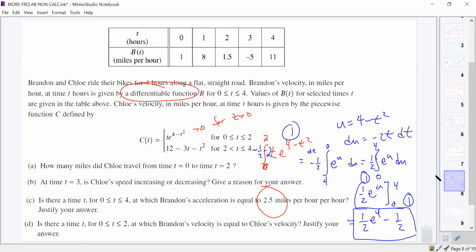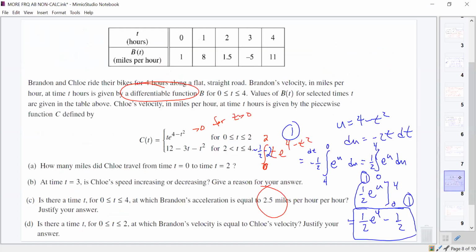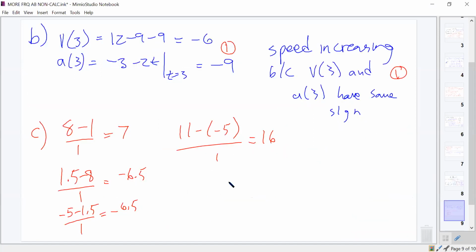Oh, why am I doing all these separately? It specifically says between 0 and 4, so we should do between 0 and 4. I guess, well, we'll keep doing what we're doing here. The next one, 11 minus negative 5 over 1 is 16. So on each of those separate intervals, it never was. But if we did the whole thing, I looked at the chart there, 11 minus 1 is 10 over 4 minus 0. That's 10 over 4, which is 2.5. Maybe I should have done that first. Oh, well.